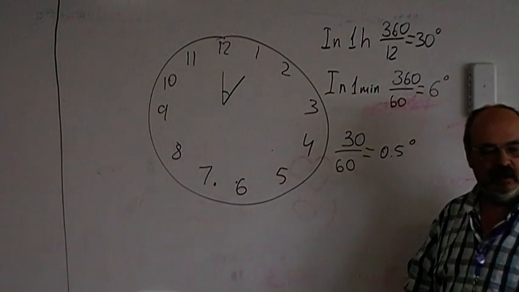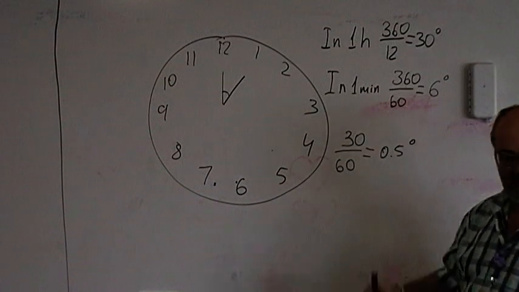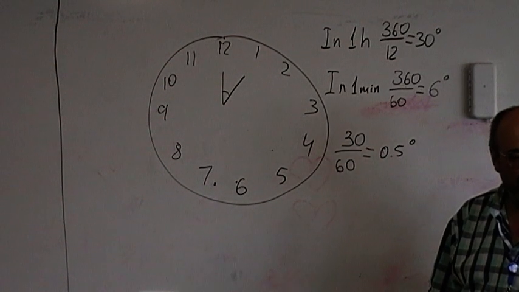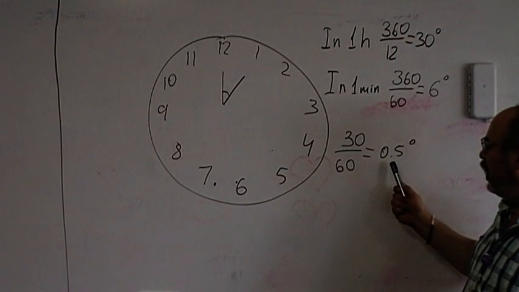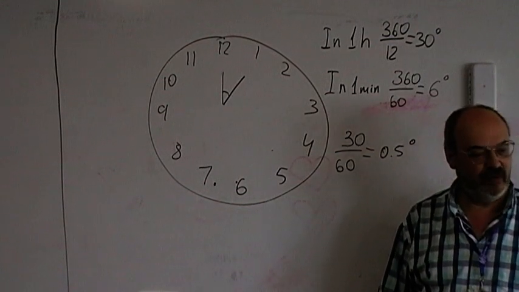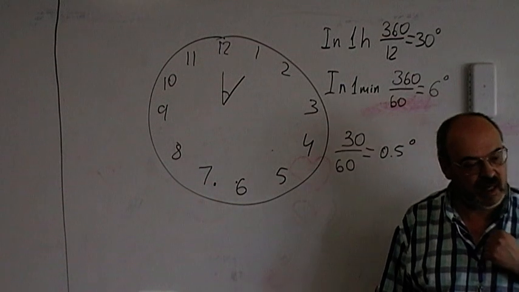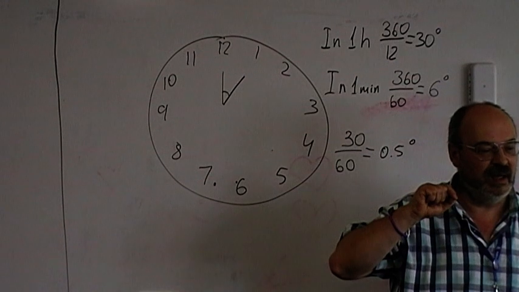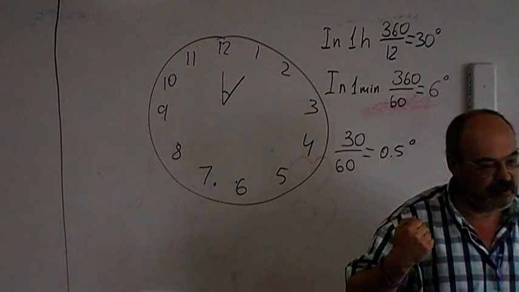The minute hand in 1 minute moves 6 degrees. The hour hand moves half of a degree. The minute hand moves 12 times faster because it makes 1 revolution in 1 hour, and the hour hand makes 1 revolution in 12 hours.